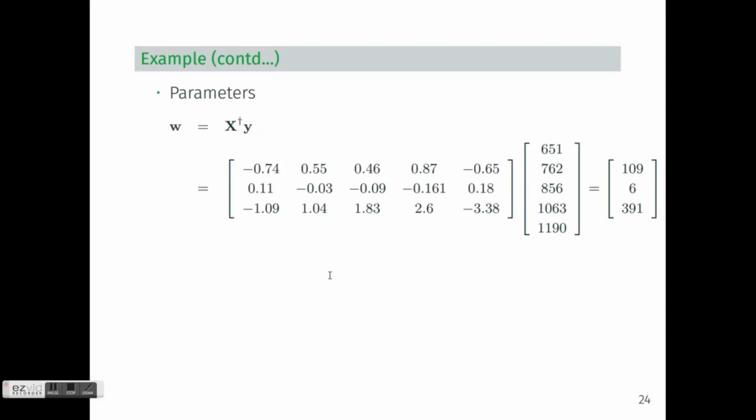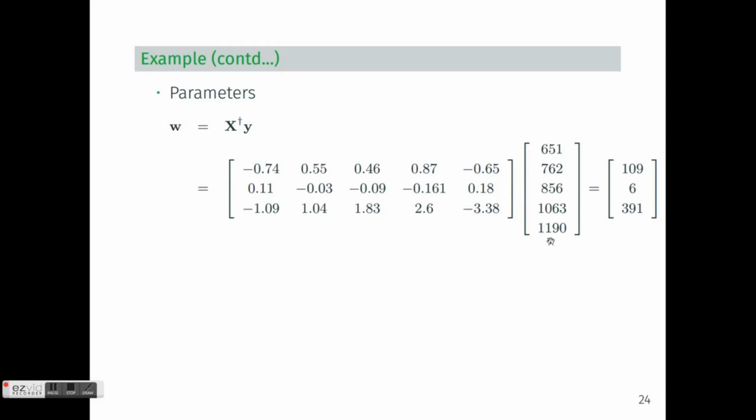Using this pseudo inverse, we can calculate the optimal weights, which is represented by W, by multiplying your pseudo inverse with the observation vector, the output vectors, the amount of sales you have made in earlier years, and the resulting matrix is this. Okay, so we have W2 is 109, W1 is 6, and W0 is 391.